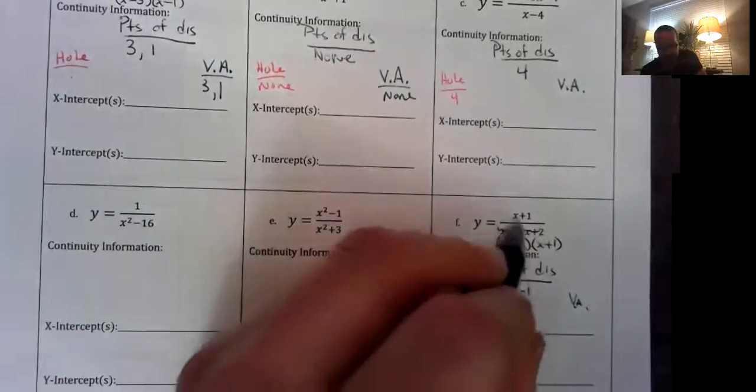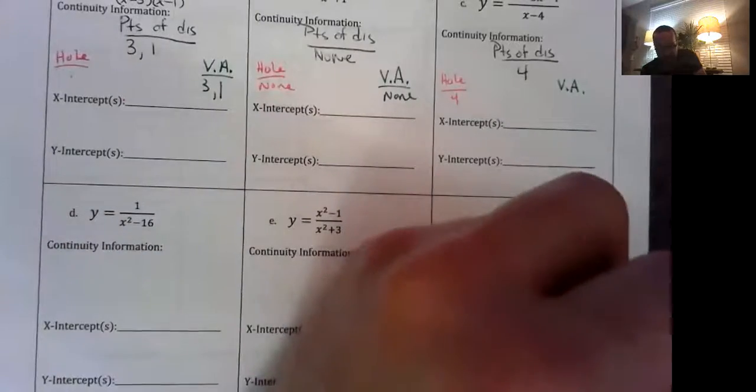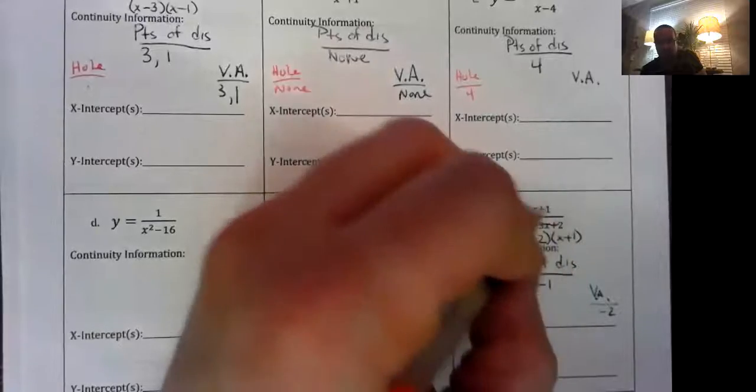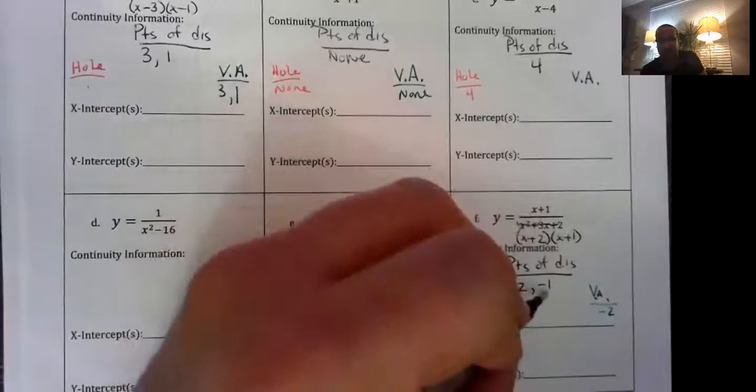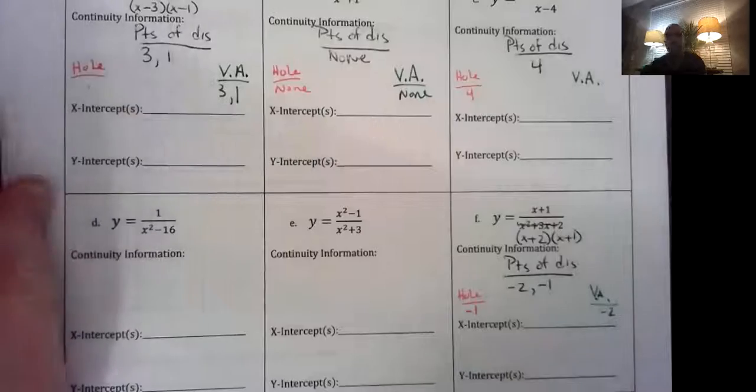-2 came from x plus 2. It does not cancel there. All right. So -2 would be my vertical asymptote. x plus 1 does cancel. So its zero of -1 is a hole there.